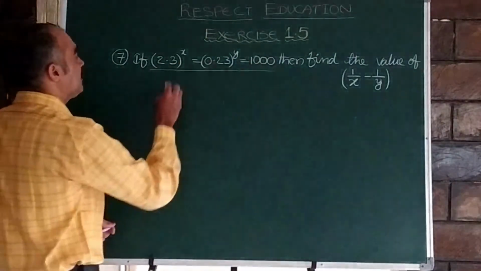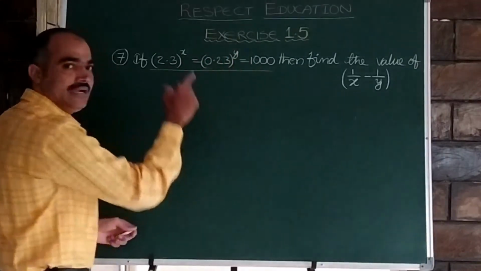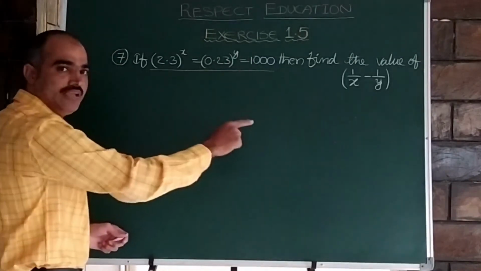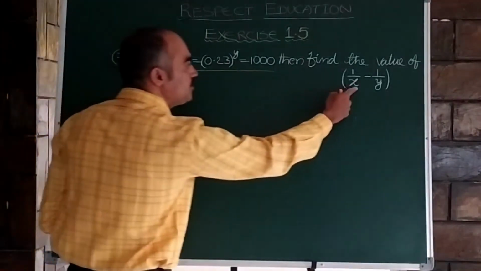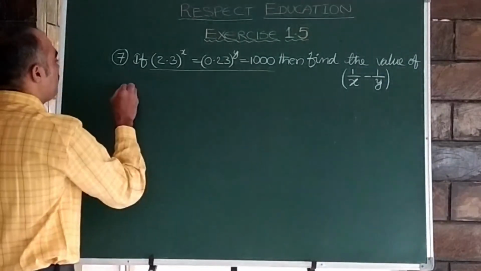Better way, children: one alphabet, one constant. If you take these two, let us simplify for x, and again we take these two and simplify for y. Then those x and y we substitute here, right? So now let us start doing this problem.